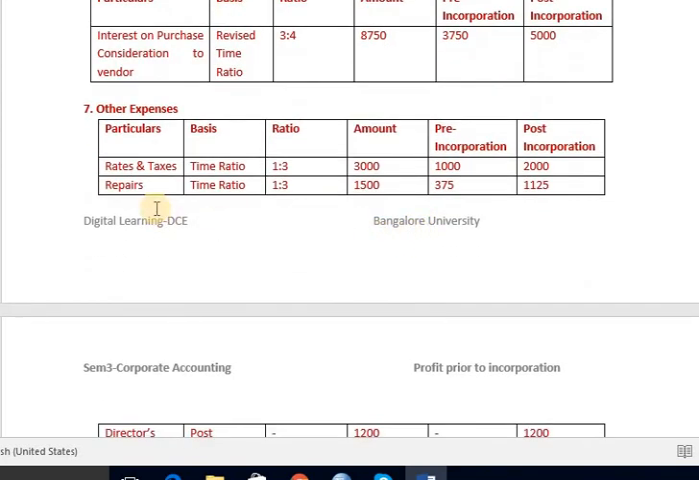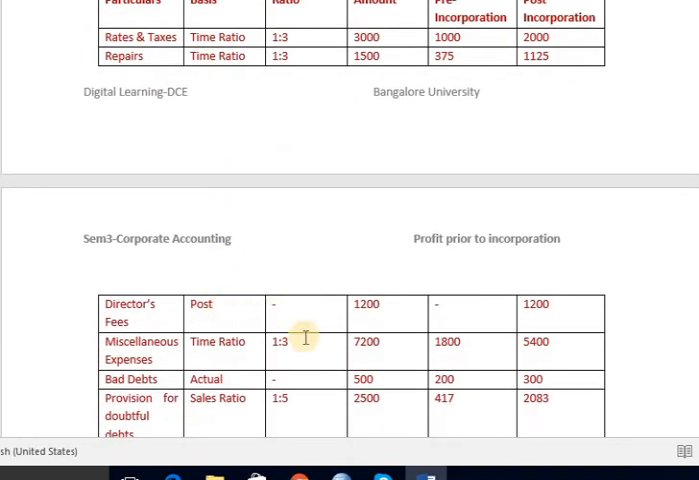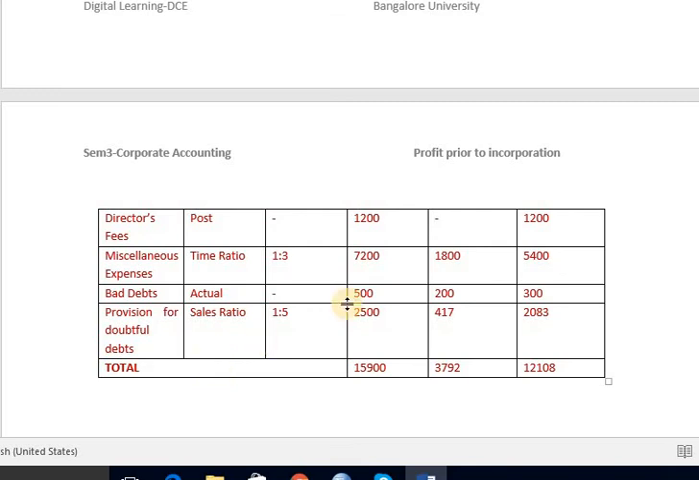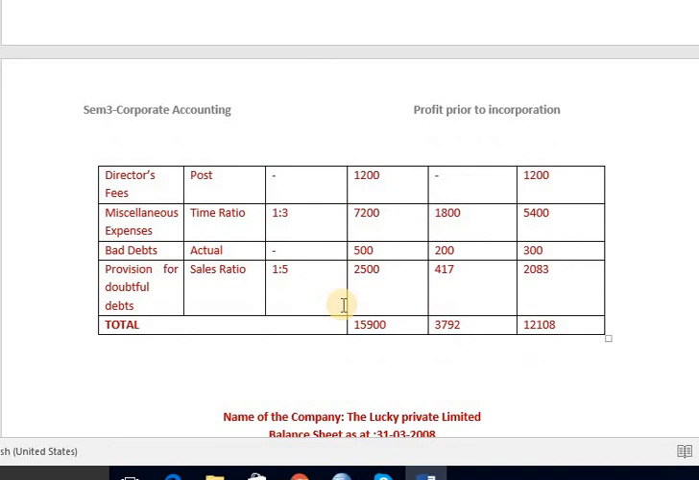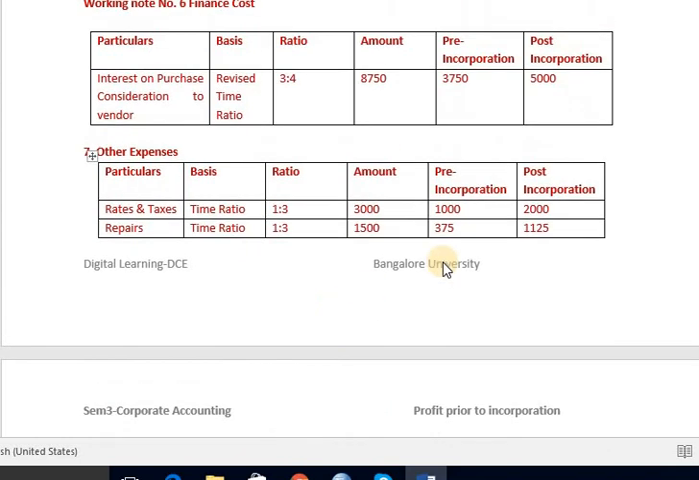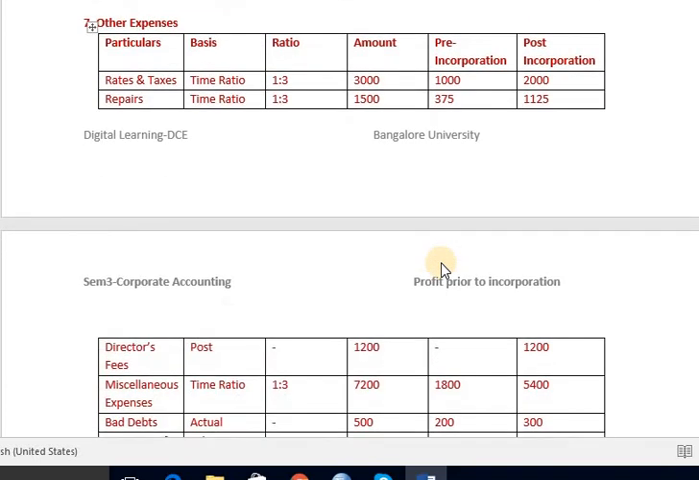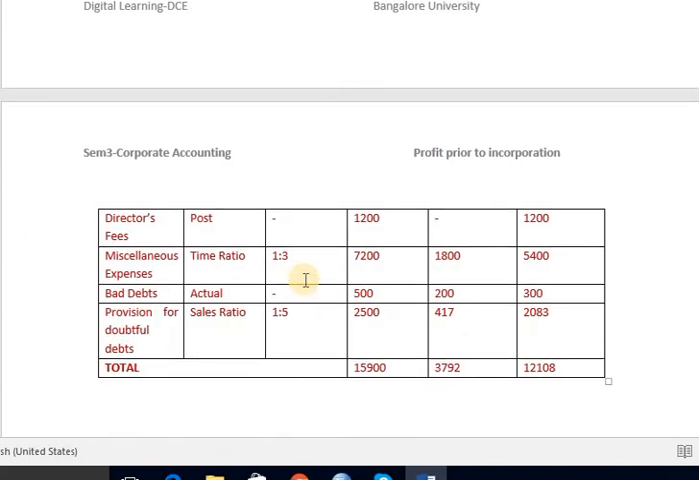And other expenses: we have rates and taxes, time ratio; repairs, time ratio; directors fees, post incorporation; miscellaneous expenses, time ratio; bad debts, actual; provision for the doubtful debts, sales ratio. We know the time ratio is 1:3, and the sales ratio is 1:5. All these expenses will be apportioned based on time ratio in case of fixed expenses like rates and taxes, repairs and miscellaneous expenses, whereas in case of bad debts or provision for doubtful debts, we consider the sales ratio.